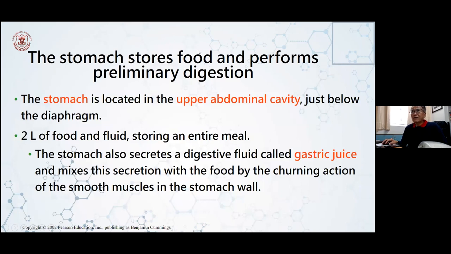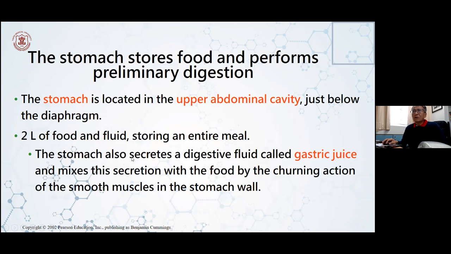And then I will introduce what happens in the stomach. The function of the stomach is to store the food and perform preliminary digestion. The stomach is located in the upper abdominal cavity, just below the diaphragm. The stomach can store two liters of food and fluid, enough for an entire meal.